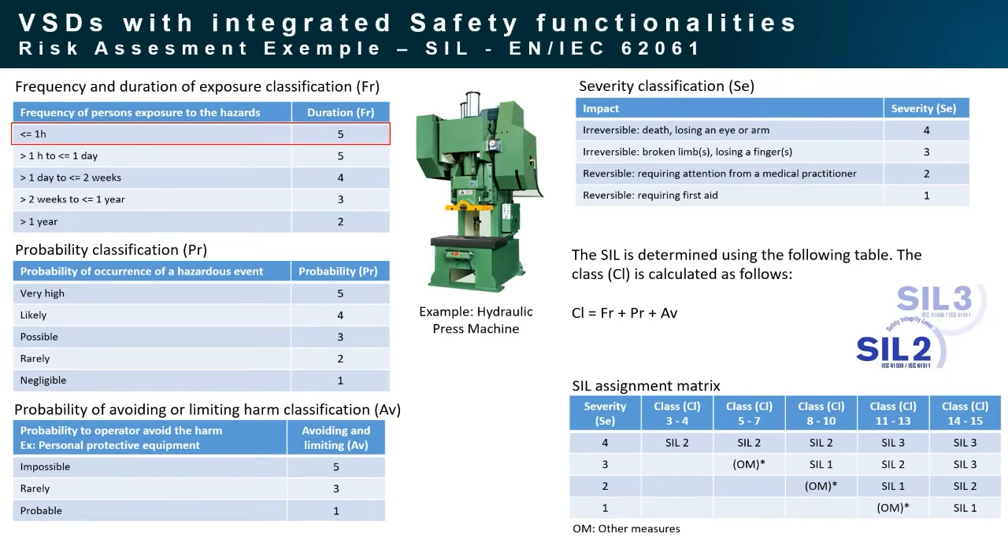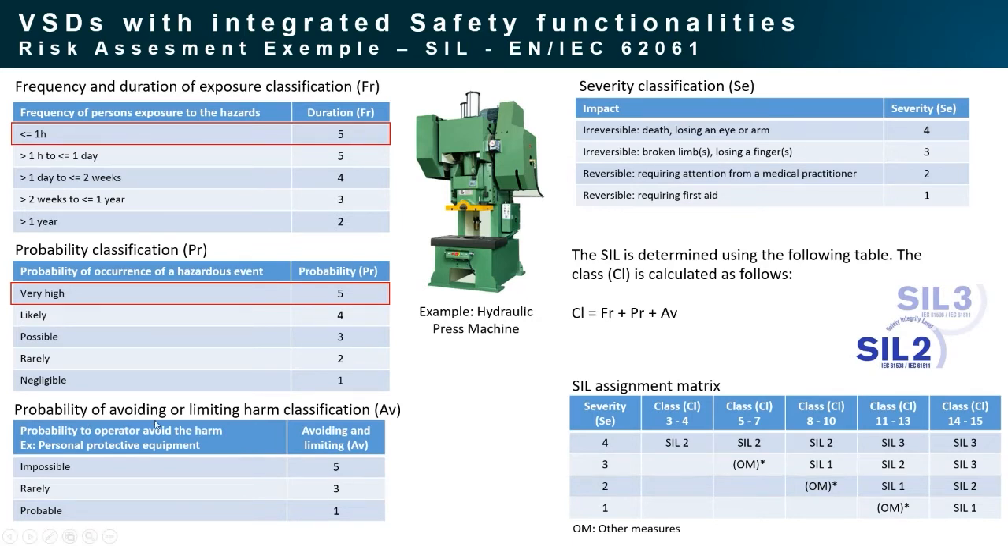This is a machine that has very fast cycles. It means the press will operate continuously and may have several cycles per hour. So in this classification, we need to define the number 5 in the frequency and duration of exposure. Concerning probability classification, this machine will also be classified with number 5, because with each cycle, with each press, the operator may have the hands or other parts of the body close to the machine and cause an injury.